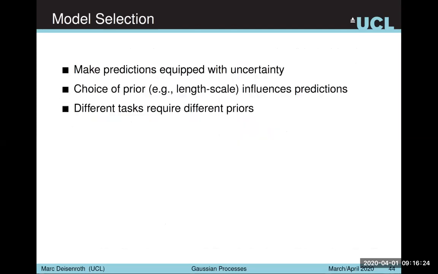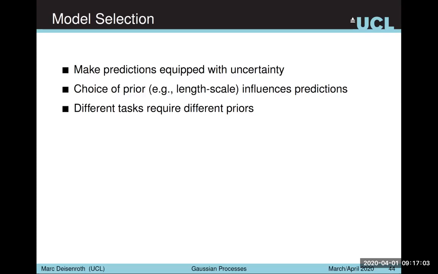So maybe the summary of this exercise or visualization is that we can make predictions that are equipped with uncertainty, but very clearly we also looked at how the choice of the prior, for example the length scales, influences the predictions we can make. And we saw that for the three different regression problems we looked at, we may require different kinds of priors, so different settings of the length scale in this particular example.